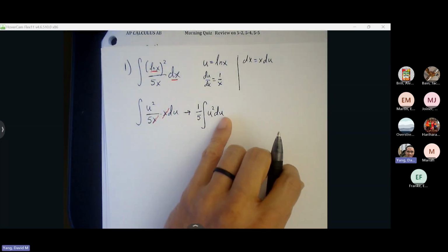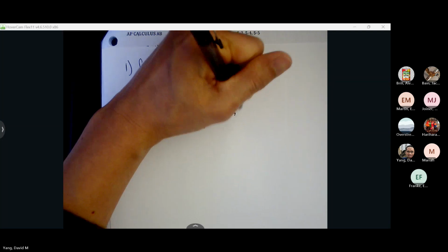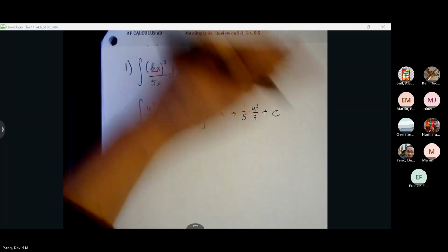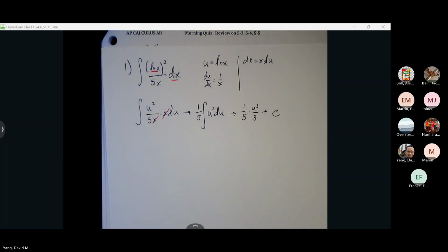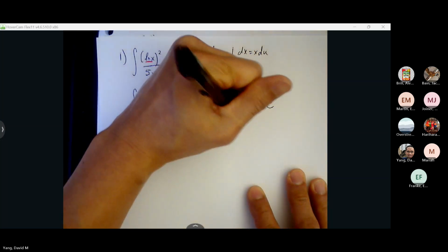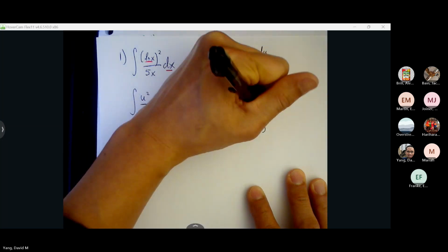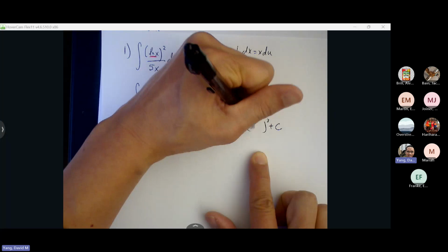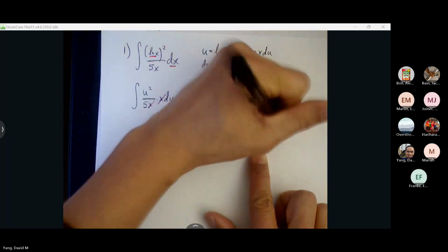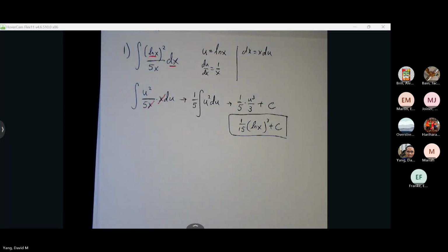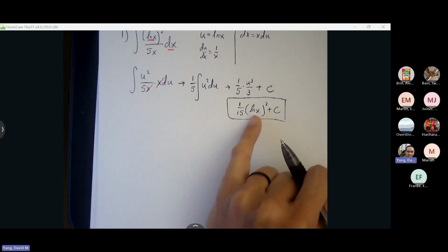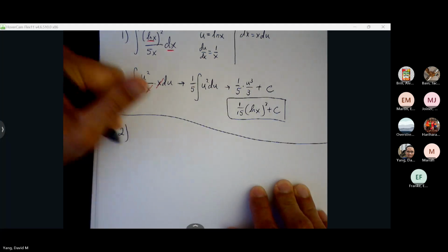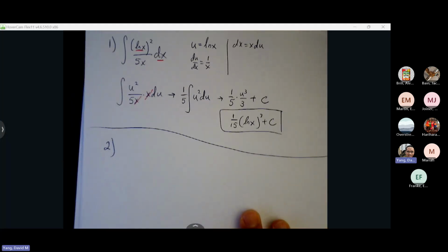So now we're looking at power rule, right? And replace the u with x, or in terms of x. You can leave that 1/5 out in front, or you can put it below. Doesn't matter. Either way is fine. Okay, questions with 1?